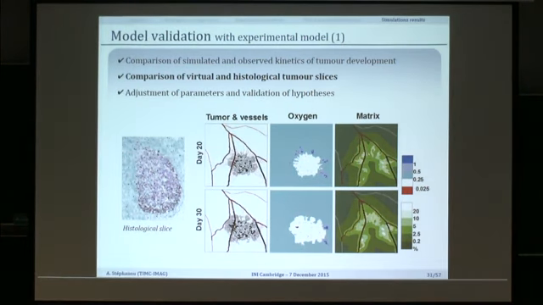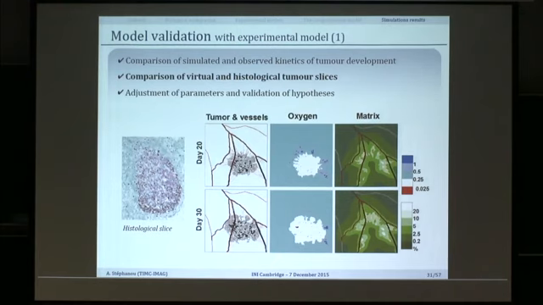Then, as I said, we could not use the dorsal chamber for a long time because our mice were dying too quickly. So when they were dying, we removed the tumor and performed some histology. And so we could compare with the later stage of the tumor models with some data. For example, we could look at the oxygen. So it is possible to highlight where the hypoxic cells were in these regions. And also we can look at the degradation of the matrix in the tissue. And that's another way to compare the experiments with the models with some experimental data.